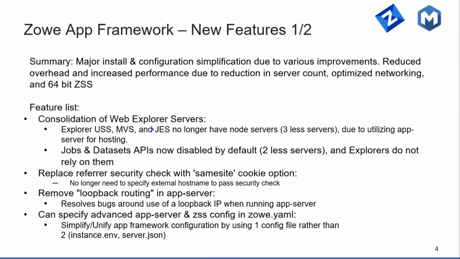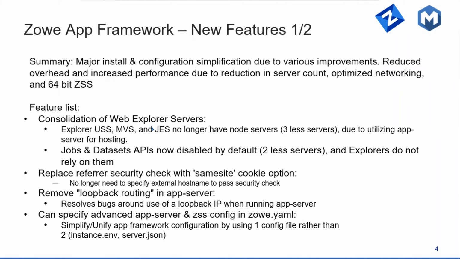In V2, you still need the gateway, but now you only need 1 server. The change here is that the jobs and datasets APIs are no longer used by the web explorers because they contact z/OSMF directly or via the gateway. And so these specific servers aren't needed for them anymore. They still exist, but they're not going to be running by default anymore since they're not needed by core Zowe.